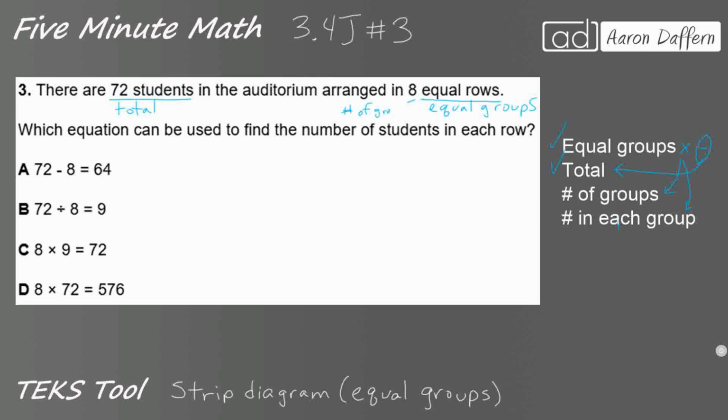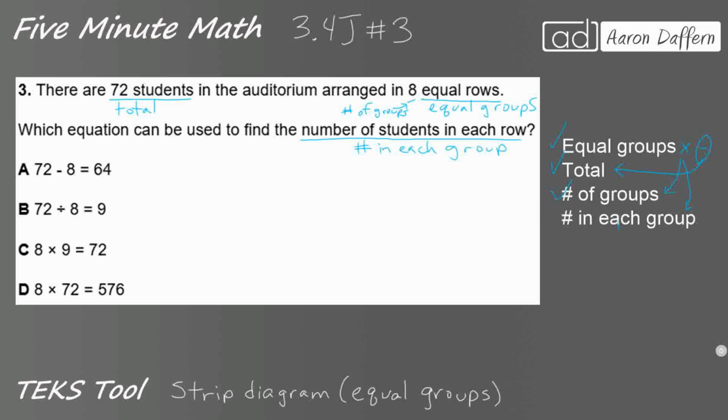In an equal groups problem, we have the total, we have the number of groups, and then we have the number in each group. And then they're going to give us one of those last two, and then ask us for the second. So we have the total, we have 8 equal groups, and we're looking for the number in each group. So the number of students in each row is our group. The number in each group, that's what we're looking for. And our answer needs to be an equation, not necessarily just the answer.